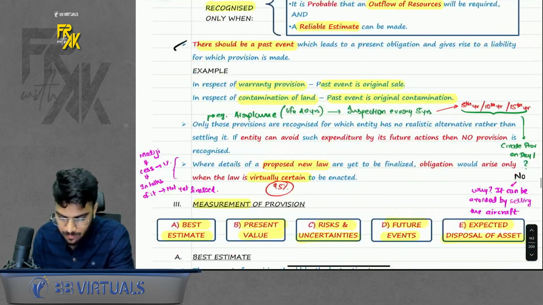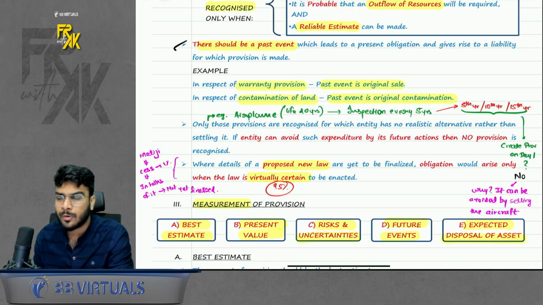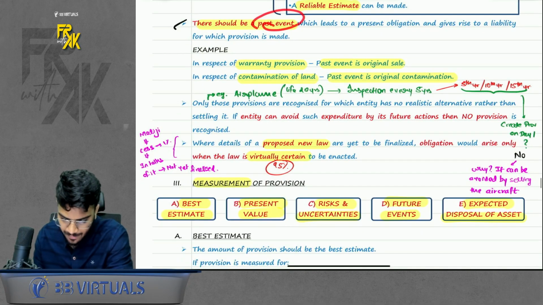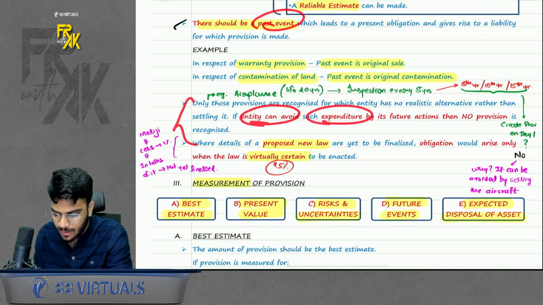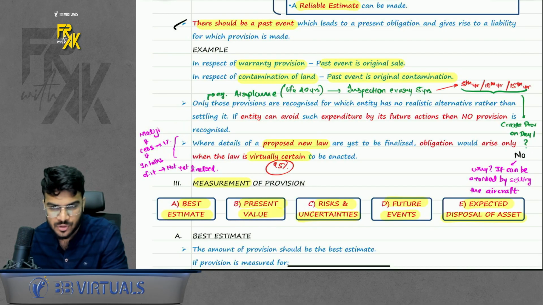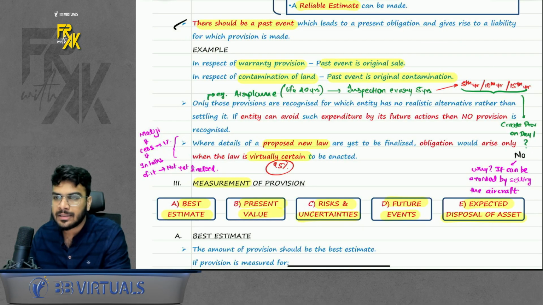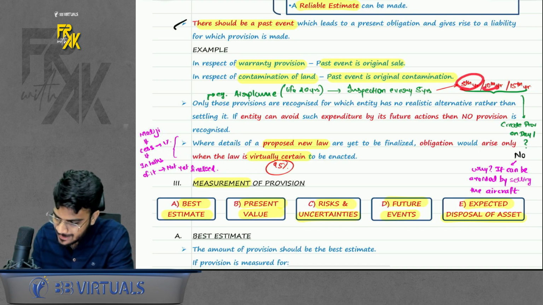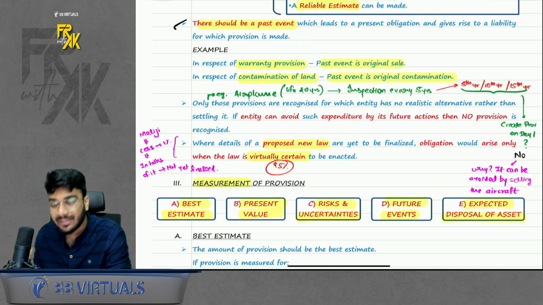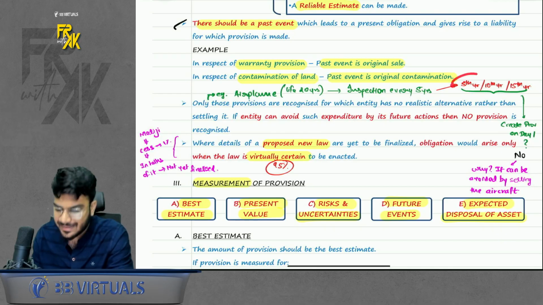Yes. Then for this also, for any provision to be booked, there should be a past event. Apart from this, if any expense is avoidable, you should not book its provision. For example, if the government says you need to inspect every 5th year, 10th year, 15th year, this inspection can be avoided. Why? By selling the aircraft. Okay, so you need not book any provision for the same.